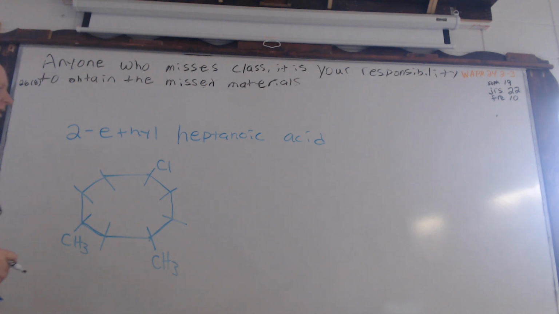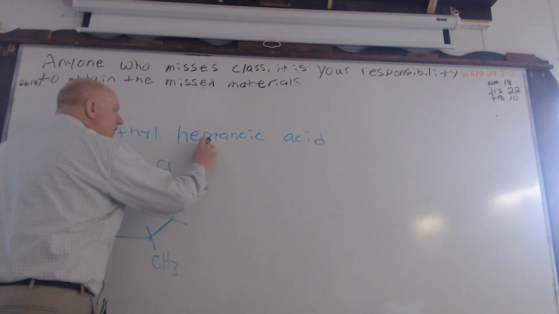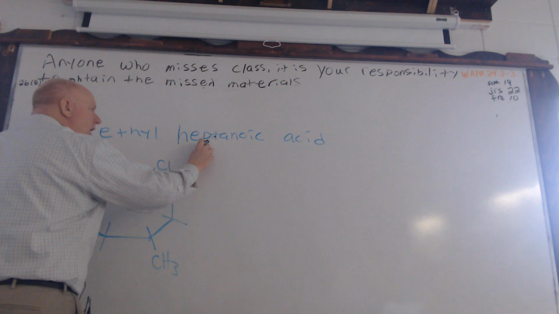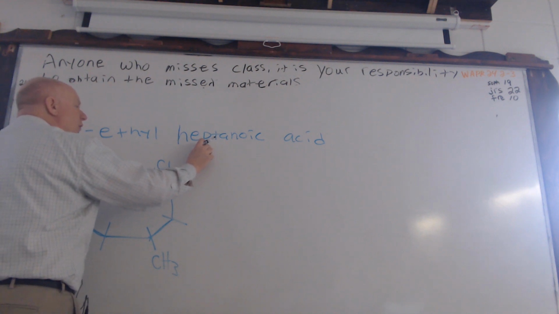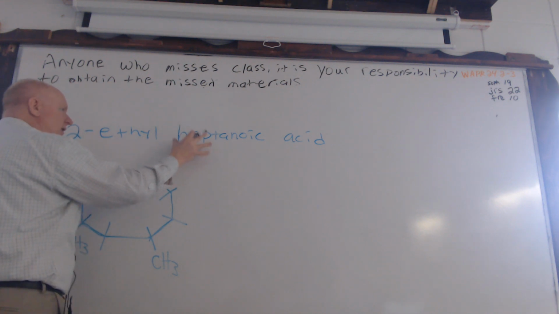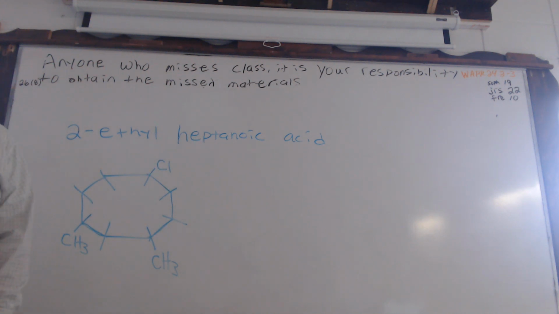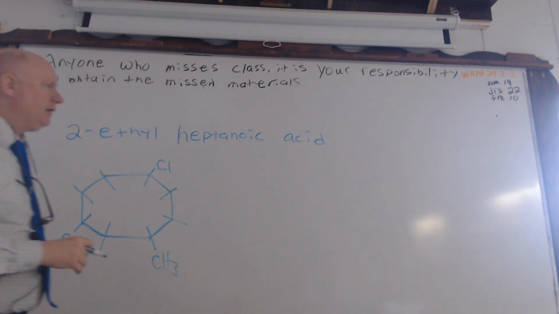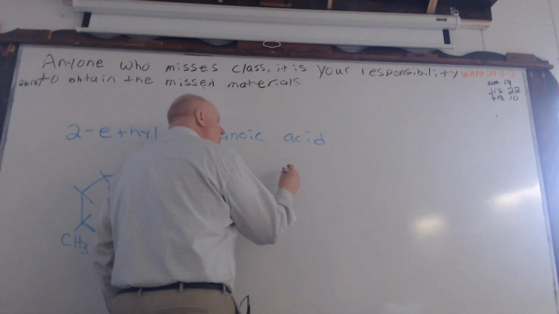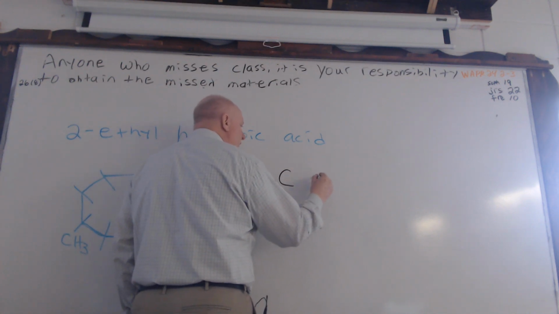Yeah, because if this was hexanoic acid, well then how many would we have? There would only be 6. But since it says heptanoic acid, we know how many carbons are in that chain. There's 7 in there, okay? So we will just do this.